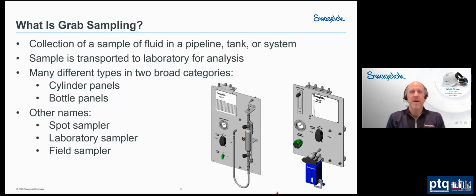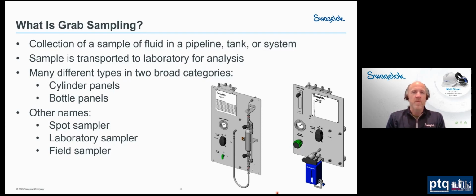So let's talk a little bit about what is grab sampling and why do we do it? Well, basically, grab sampling is taking a sample out of your pipeline, your tank, your process, and then taking it to a remote laboratory for analysis. This is really a qualitative measurement. It's not quantitative. Quantitative would be something like pressure or temperature or flow. This is qualitative. It's really all about analyzing what it is that's flowing through your system and its characteristics.